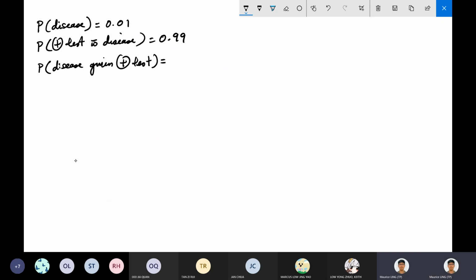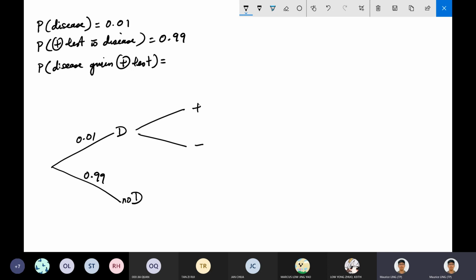So then let's draw the tree now. Okay. Disease, no disease. So here is 0.01. This is 0.99. Correct? Positive result, negative result, positive result, negative result. So positive result given a test is 0.99. Here is 0.01. Okay.